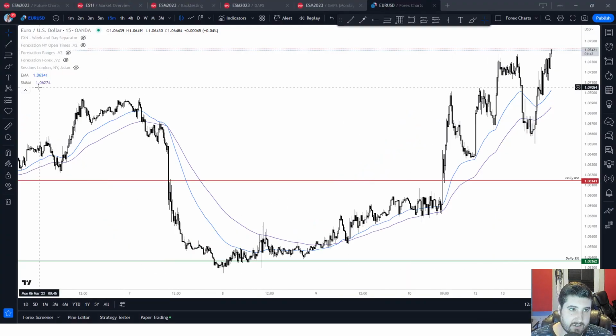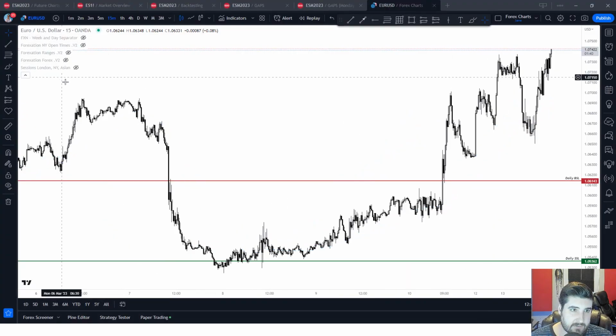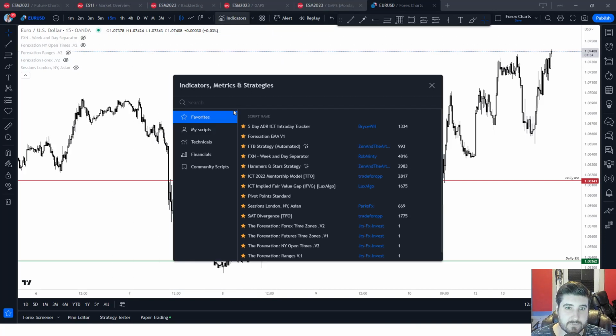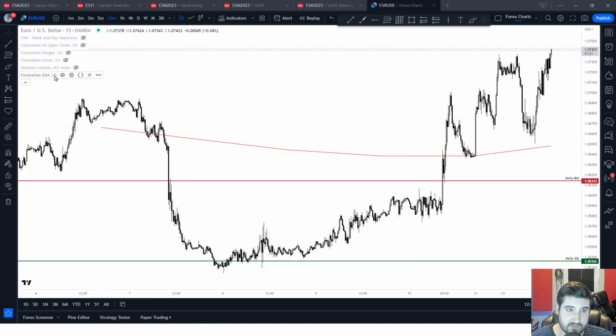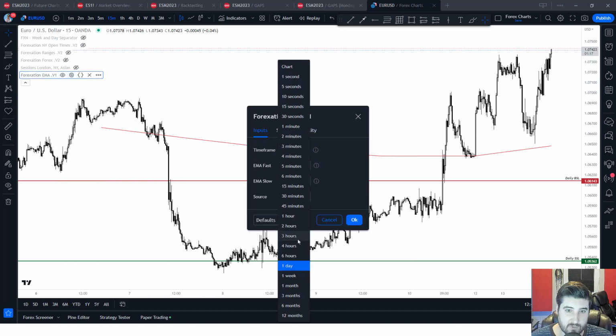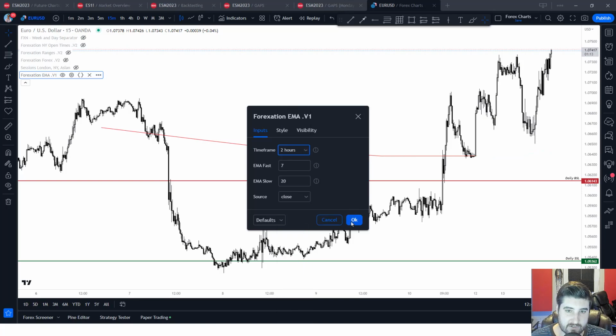I'm going to take these off, but I am going to turn on our EMA, which is free in our Discord. If you haven't already joined, there should also be a link under the course when you join for this free indicator. So what this one is, the default is a day, but I like using the 2 or 4 hours. So let's do the 2 hour.